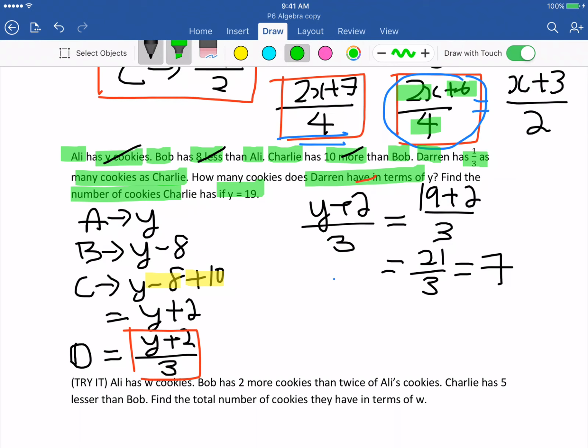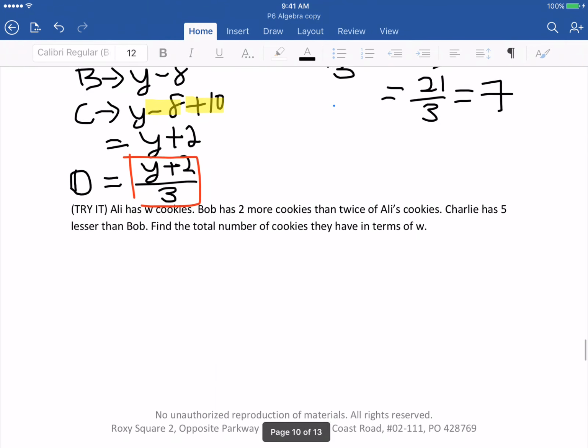Okay, so the next example is a try-it. Please go and try it yourself. Pause the video and go and do it.